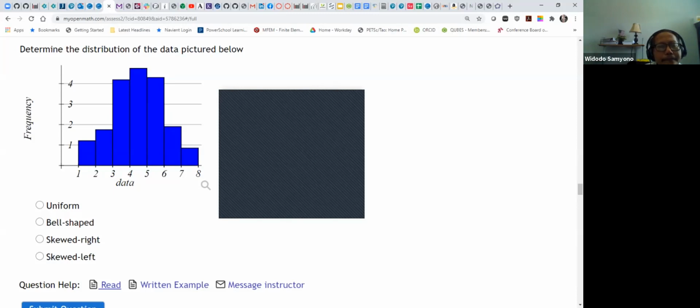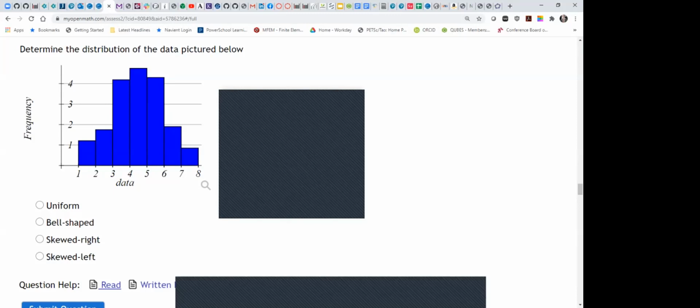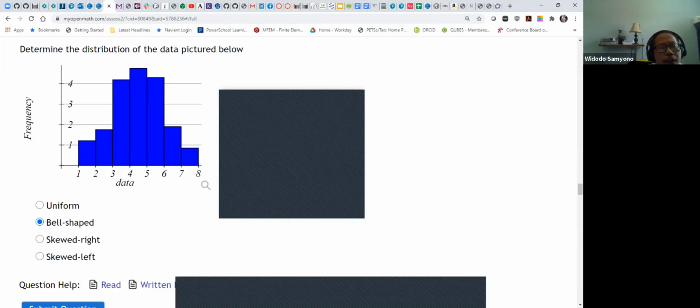Miss Jida, what's your answer? I think for this one, is it bell shaped? Yeah, for this one is bell shape. Okay, so the uniform is the one with the same height, and the skewed right is the one with the tail that goes to the right. And the skewed left is the one with the tail going to the left, right? That's good.